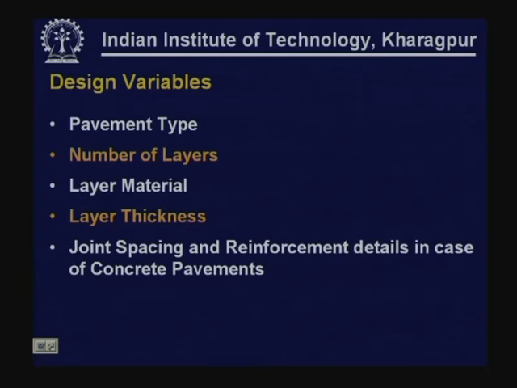The design variables that we have to consider are, this is the same thing that we listed earlier: pavement type, number of layers, material that we use in each one of these layers, thickness of each layer, in the case of concrete pavements, joint spacing, reinforcement details and other such details.